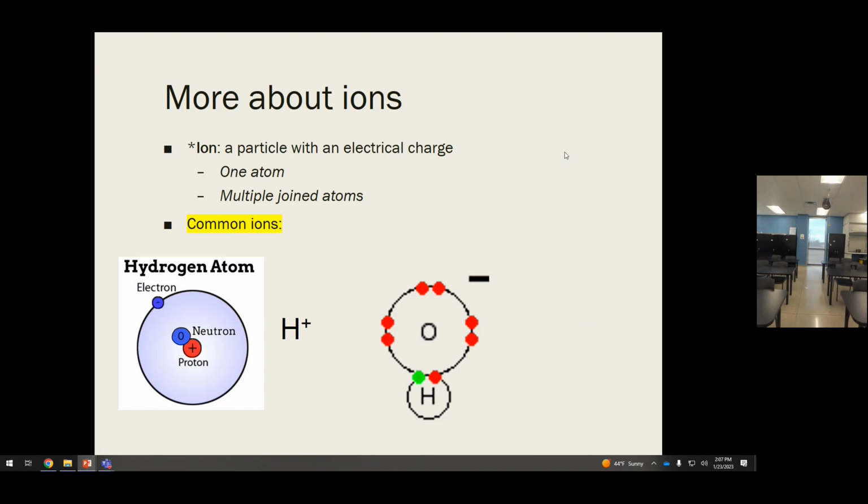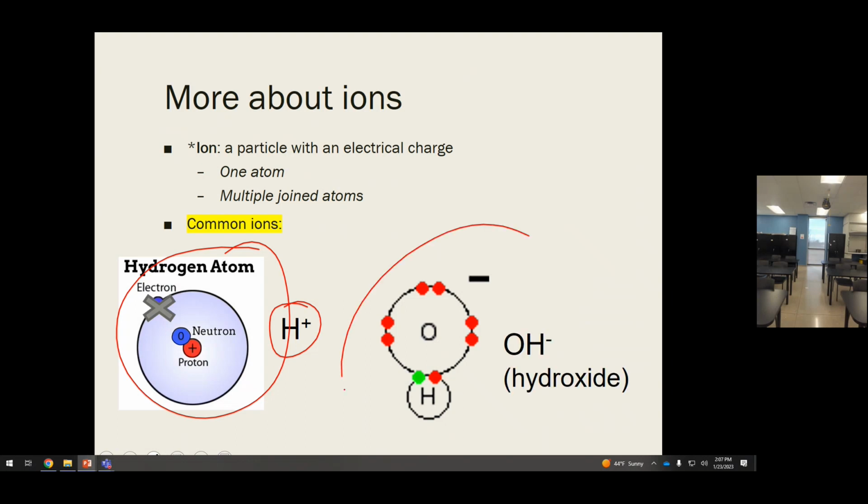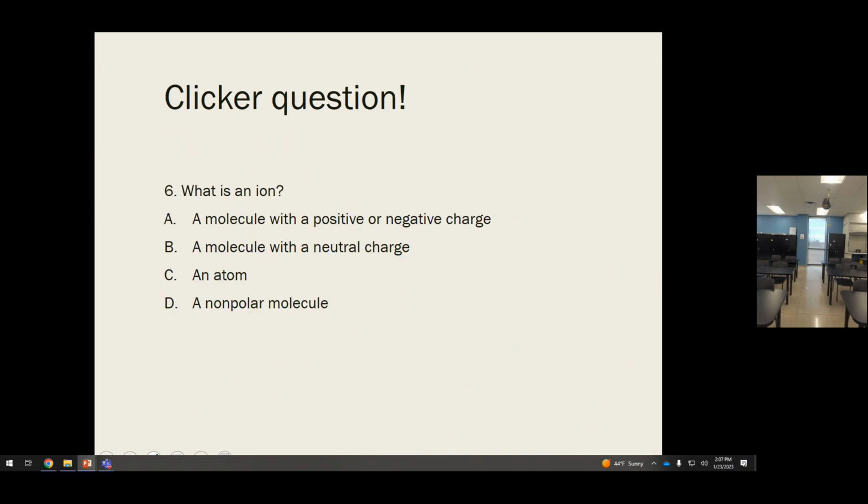These are some common ions. Let me see if I can get my pointer to a pen. Here we go. Okay, so cut me some slack. I'm going to have to use my finger to draw. Right here, we have a hydrogen atom. The hydrogen ion, hydrogen with one positive charge, is the most common ion, and that is just a single proton without an electron. Over here, we have the hydroxide ion, which is an oxygen bonded to a hydrogen with one negative charge. That means one extra electron. Here's question number 6. And the answer to that is A.